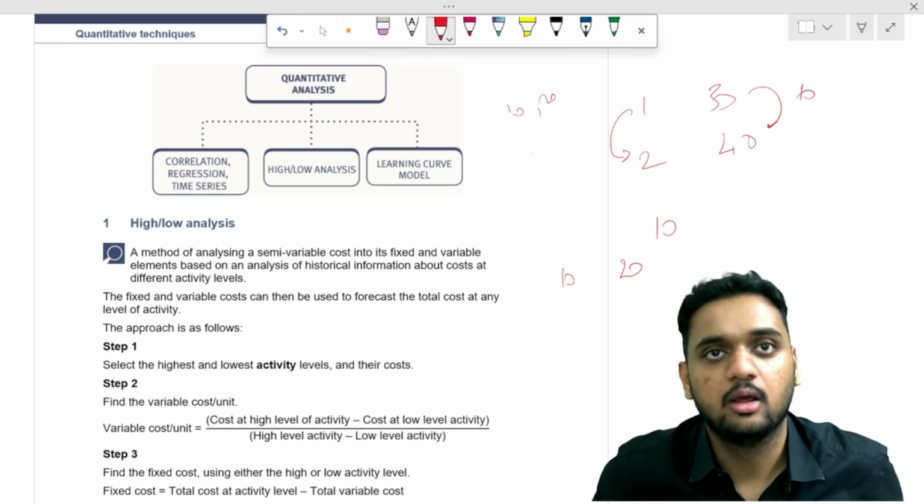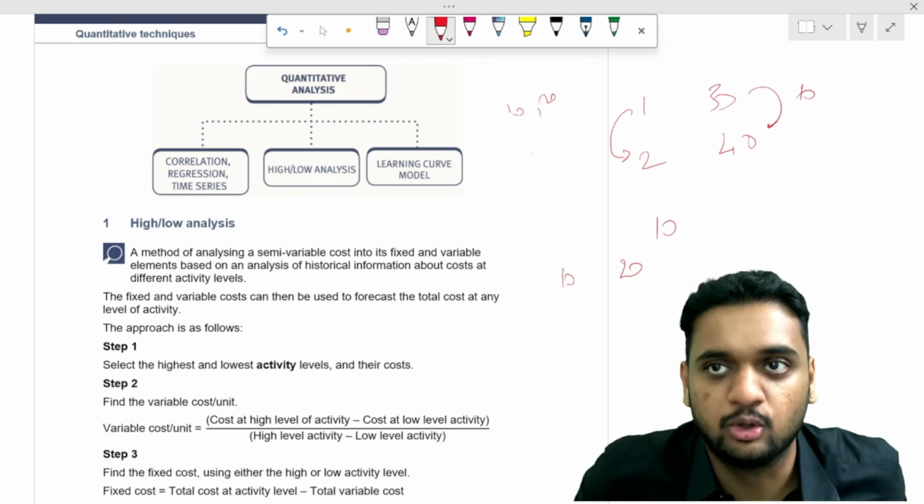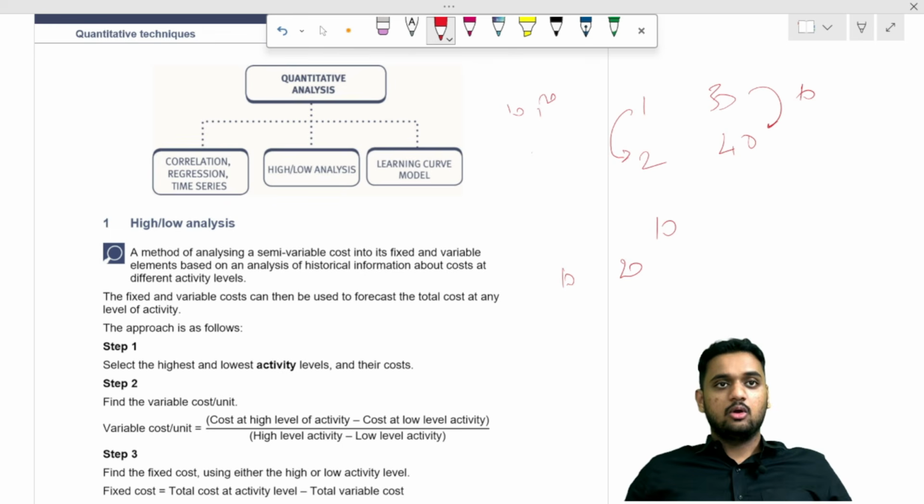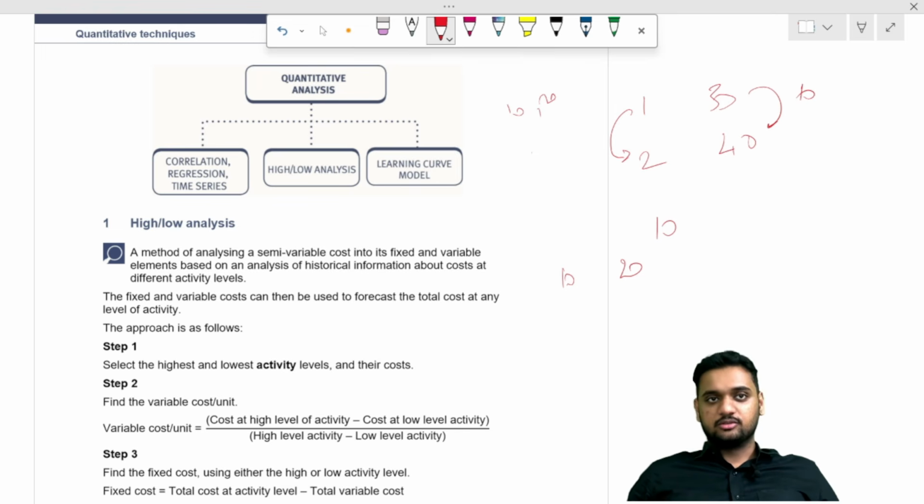Now you tell me, to produce 10 units, my total cost is 120. To produce 12 units, my total cost is 140. What is my fixed cost? 10 units 120, 12 units 140. What is the fixed cost?